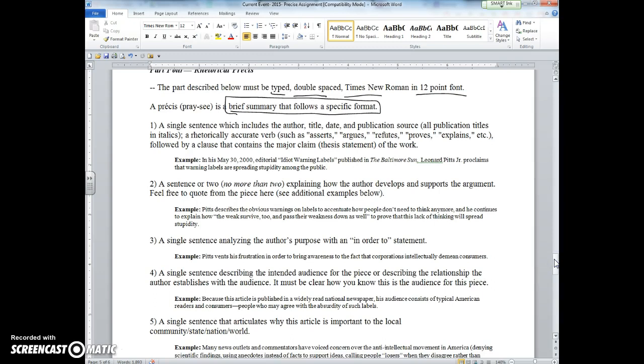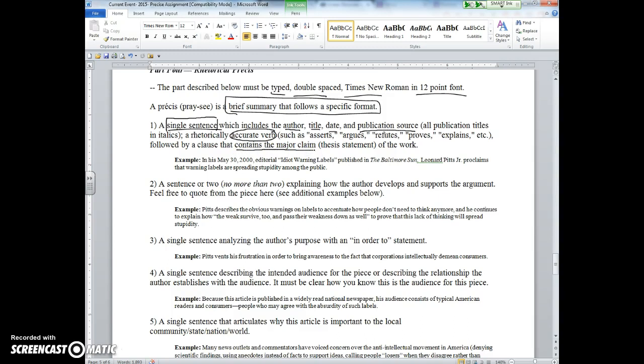It might end up being 7 or 8 sentences, but there are 5 sections of this paragraph. The first sentence is a single sentence where you have to identify the author, title, date, and publication source. You are also going to provide the most accurate verb that the article is doing, and then articulate what the major claim is.